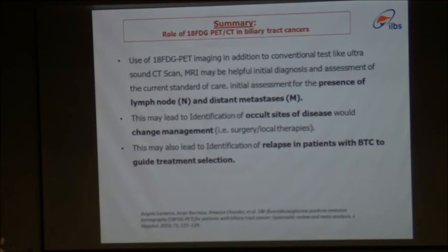In summary, use of FDG imaging in addition to the conventional tests like ultrasound, CT scan and MRI may be helpful in initial diagnosis and assessment of the current standard of care, and initial assessment of the presence of lymph node and distant metastasis. This may lead to identification of focal metastasis also, and a change in management. This may lead to an indication of surgery in patients with BTC as a guide to treatment selection.